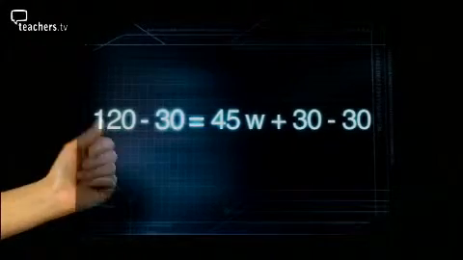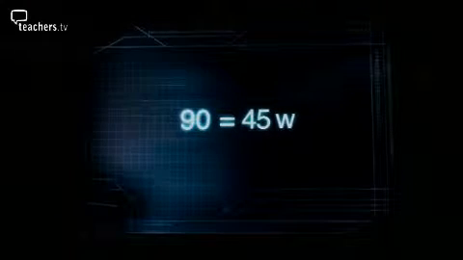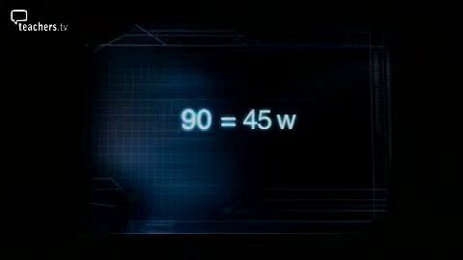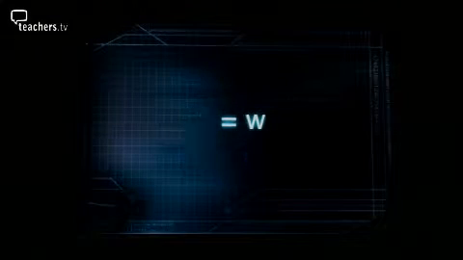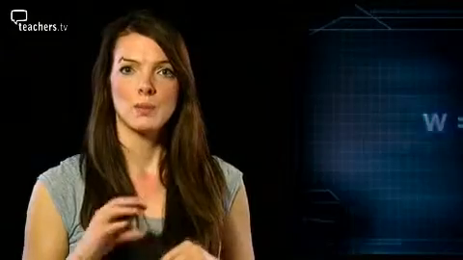And if we simplify, that gives us 90 equals 45W. And let's divide both sides by 45. And that gives us W equals 2 kilograms. But what if we want to find the weight for lots and lots of different times? Well, we need to find one formula where W is the subject. So we need an equation that starts W equals.